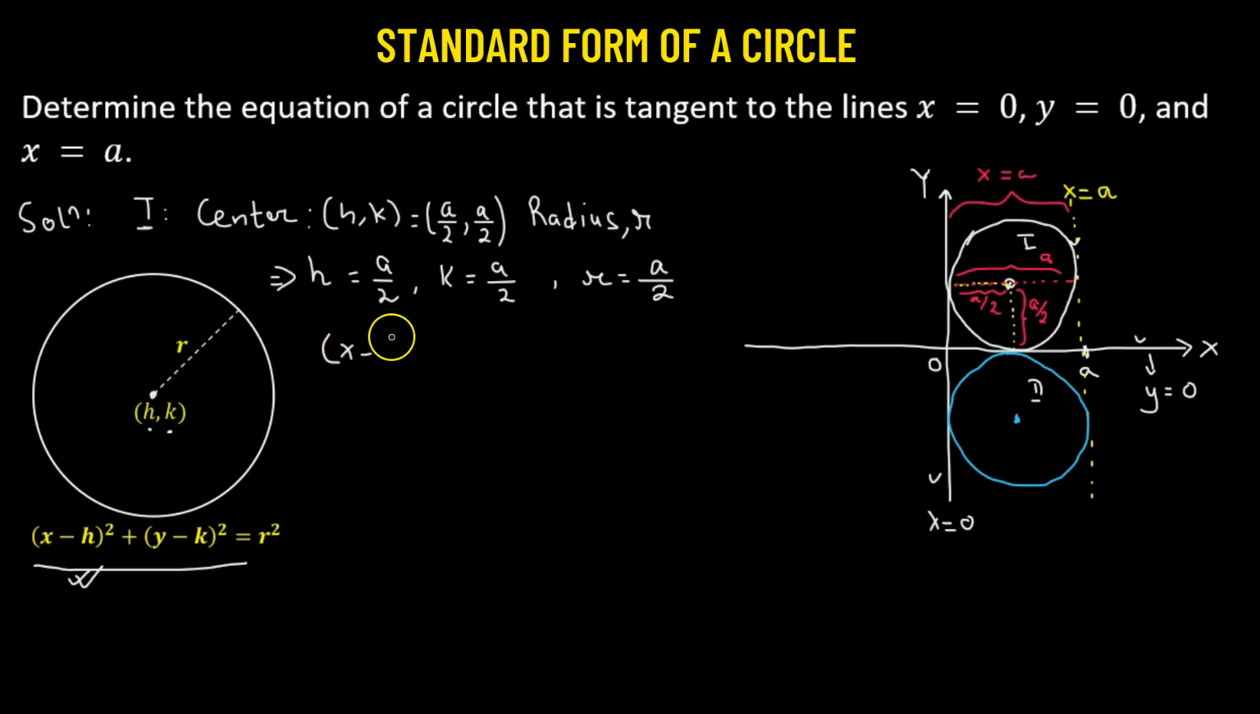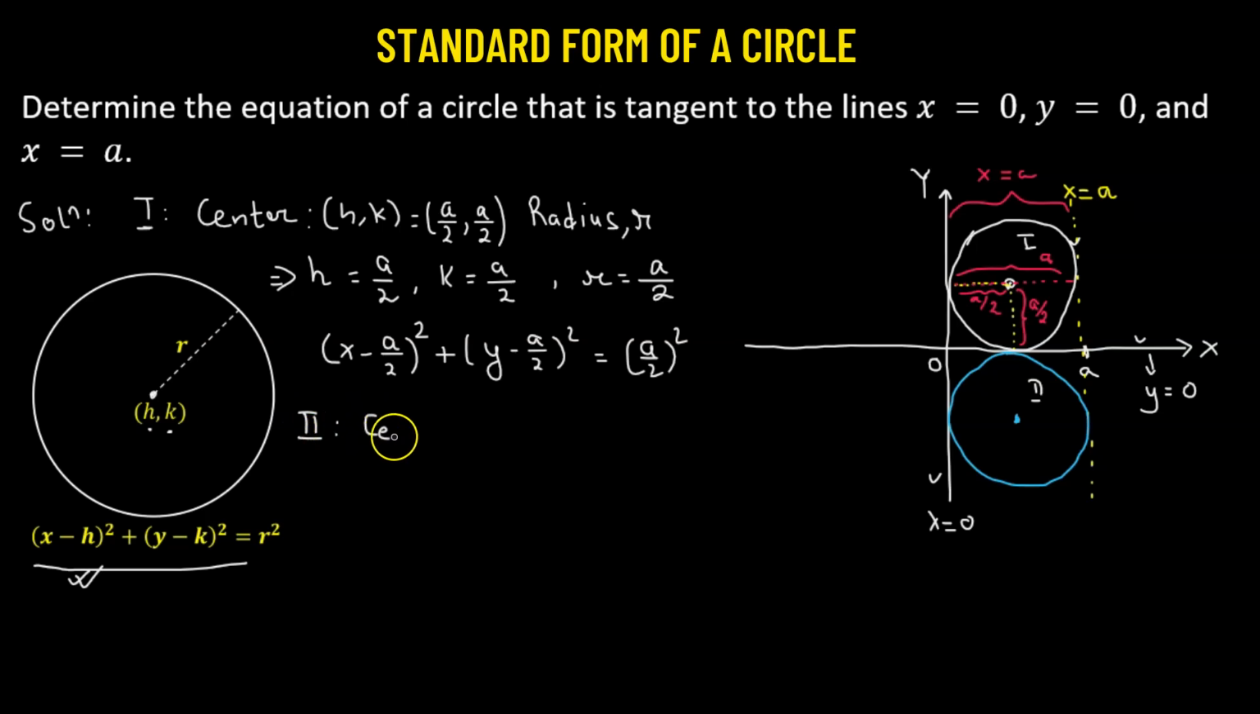Now that we have h, k, and the radius r, our equation is x minus h, and the h value is a over 2, so we have x minus a over 2 whole squared. To it, we add y minus k, and the k value is a over 2, so y minus a over 2 whole squared. This equals the square of the radius, which is a over 2 whole squared. So we've obtained the equation of the circle in standard form for region number 1, the upper circle. If you want, you can further expand it, and I'm leaving that as an exercise for you to try out.